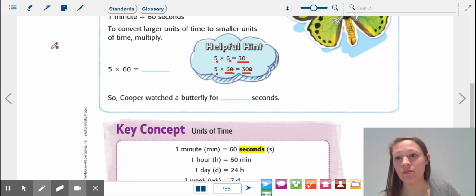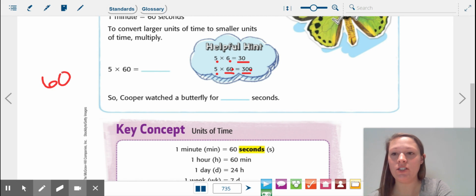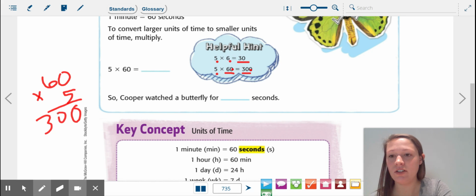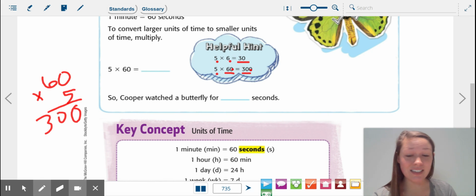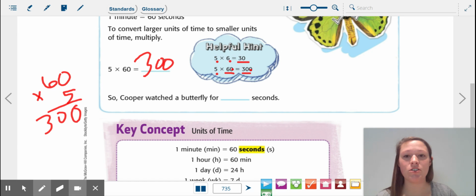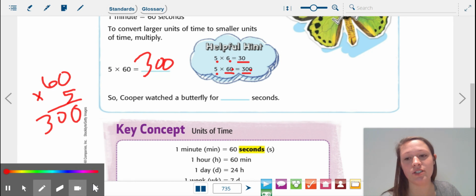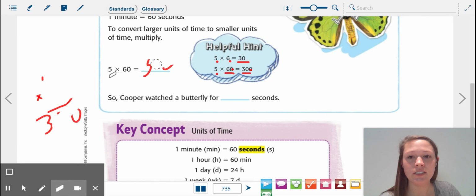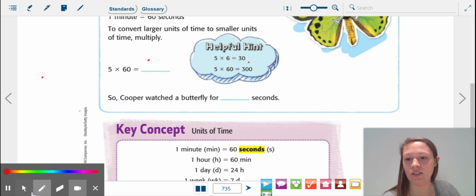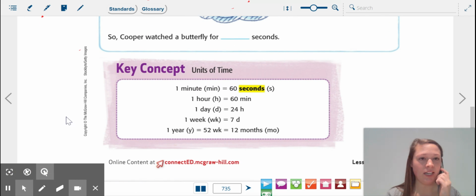Okay, so we go to the side if you need to. 60 times 5. 5 times 0 is 0. 5 times 6 is 30. So 5 times 60 equals 300. So Cooper watched a butterfly for 300 seconds. Okay, let me erase my fancy drawings. Makes it more fun when you get to make noises.